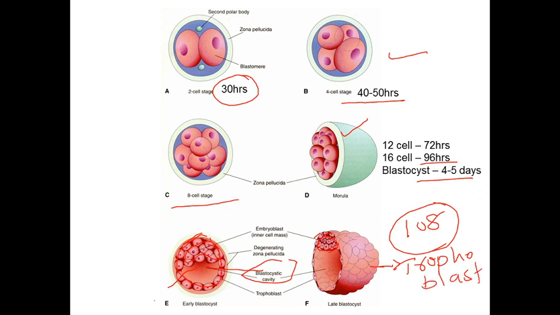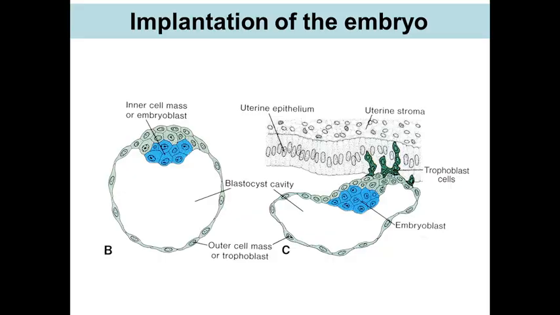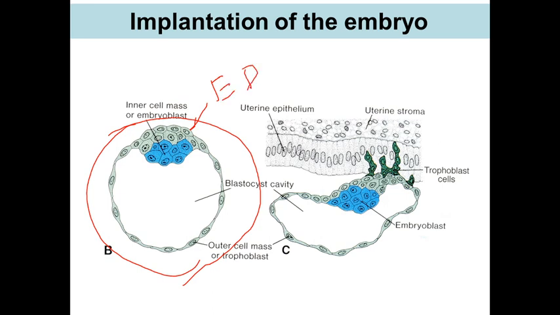Here the inner cell mass is also called the embryo proper, the embryoblast. This embryo now has two ends. This is the embryonic pole of the developing embryo, and this is called the abembryonic pole. The cavity within this blastocyst is called the blastocyst cavity.